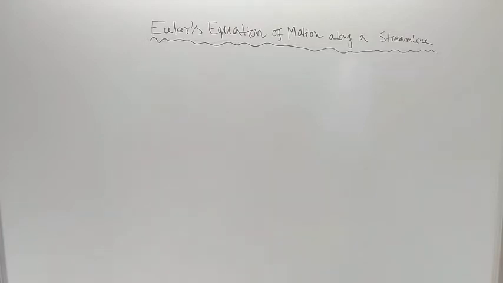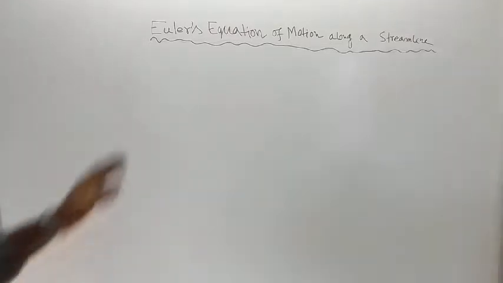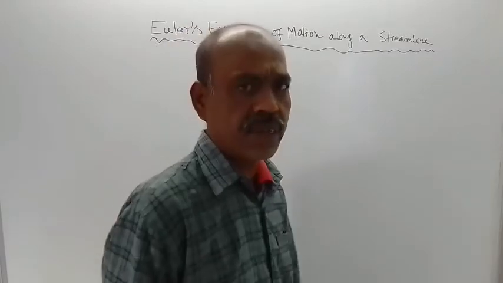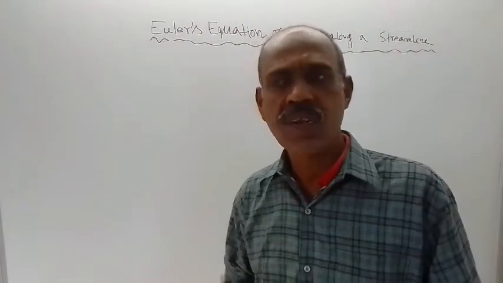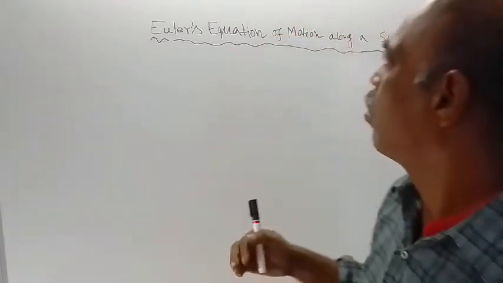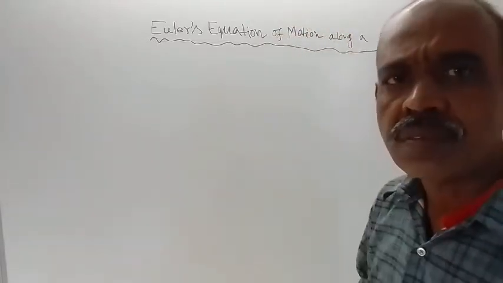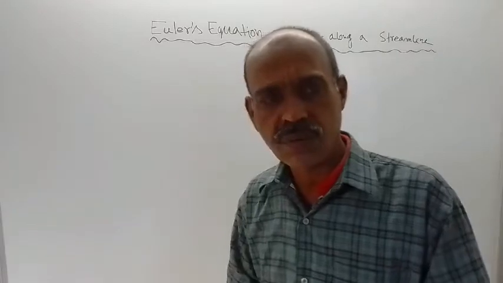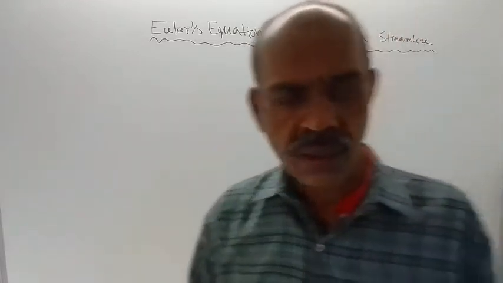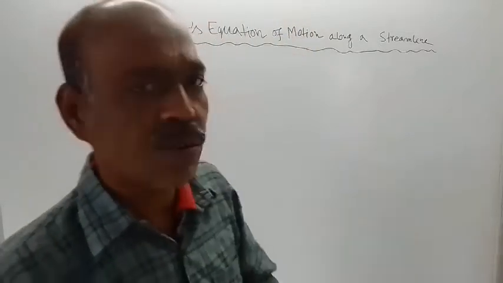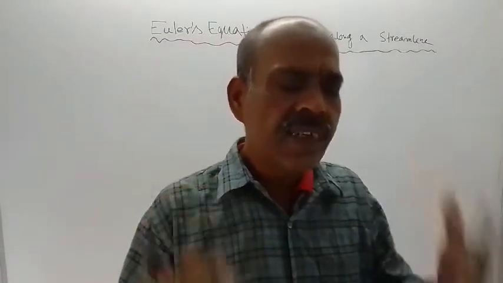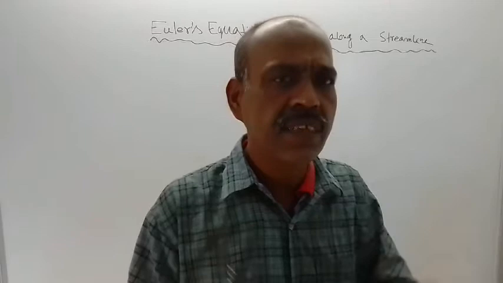Here, the topic is Euler's equation of motion along a streamline. Previous to this, one lecture was delivered on Euler's equation of motion for irrotational flow. And here, the topic is Euler's equation of motion along a streamline. The resulting equation is the same, but the meaning is different.